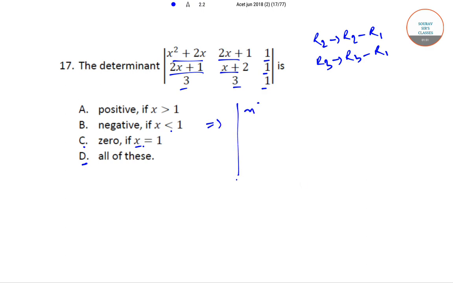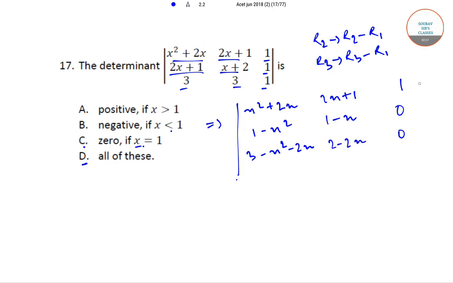So we get x squared plus 2x, 2x plus 1, 1. Now 2x plus 1 minus x squared minus 2x gives us 1 minus x squared. x plus 2 minus 2x minus 1 gives us 1 minus x, and this is 0. And this is 3 minus x squared minus 2x, 2 minus 2x and 0.